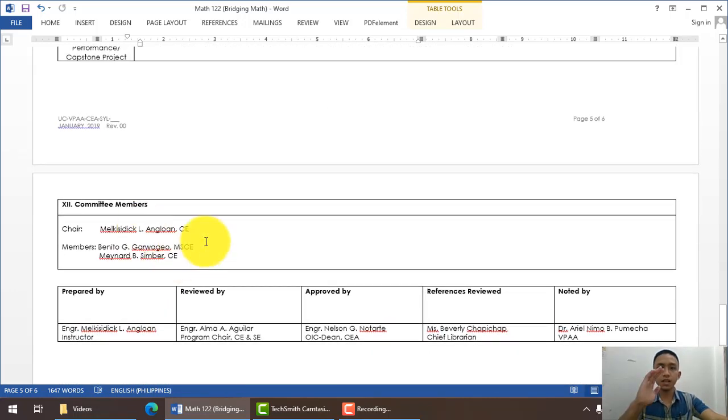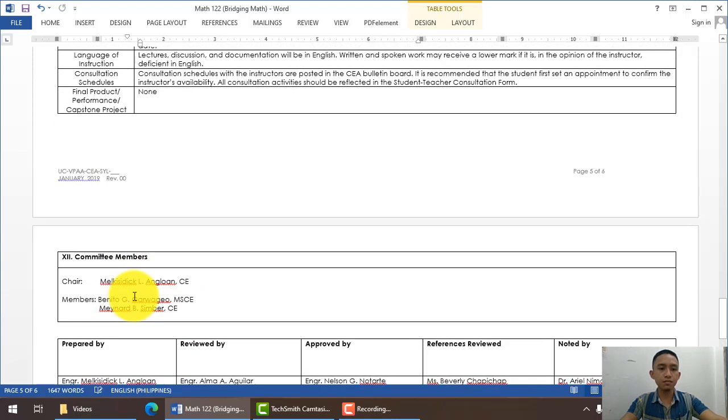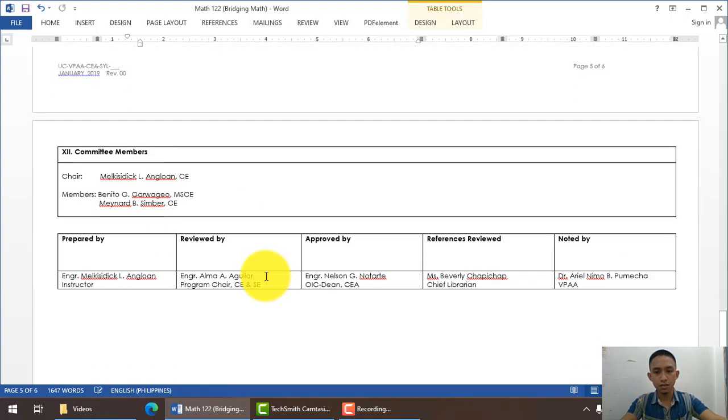By the way, I am Engineer Melchizedek Angluan. I am a civil engineer. I am the one teaching this right now. Some sections are handled by other instructors, but I am your instructor for this section, for this subject. I am Engineer Melchizedek L. Angluan, a civil engineer in the civil engineering department.